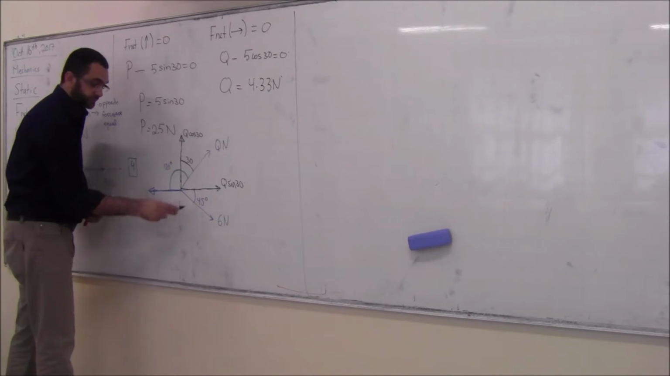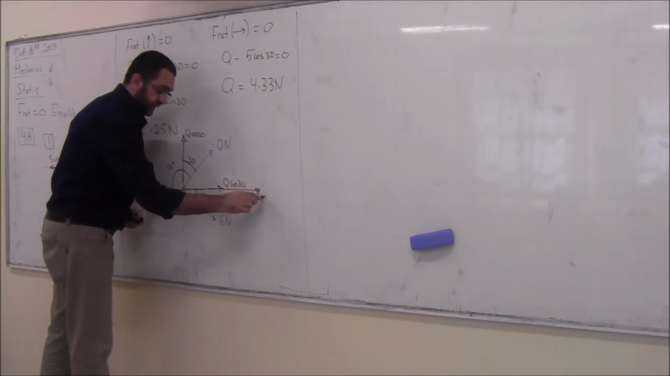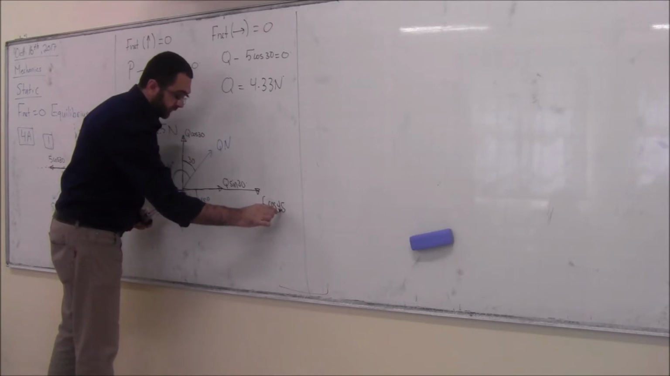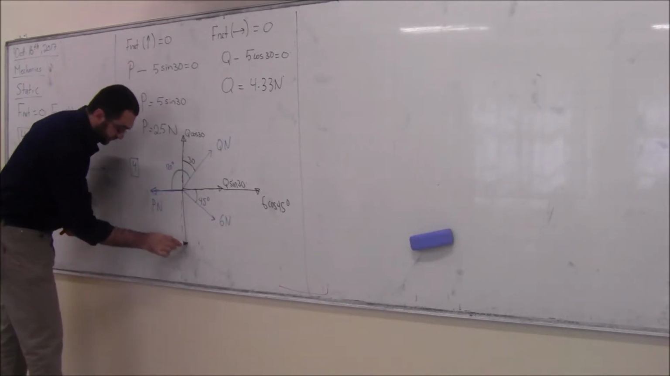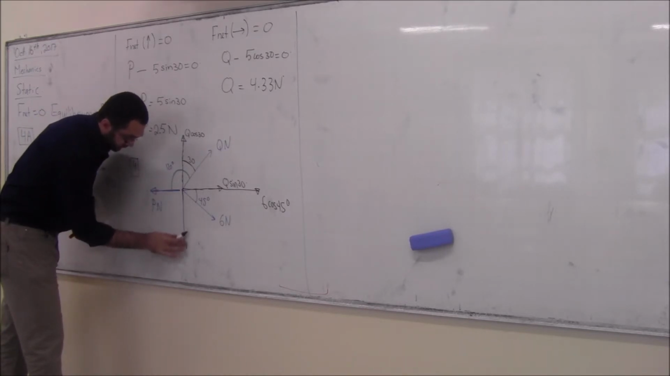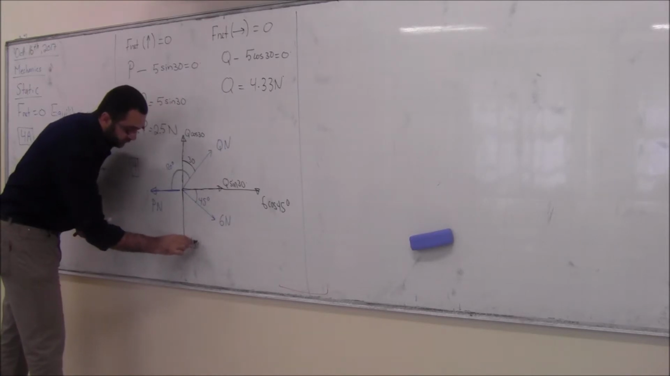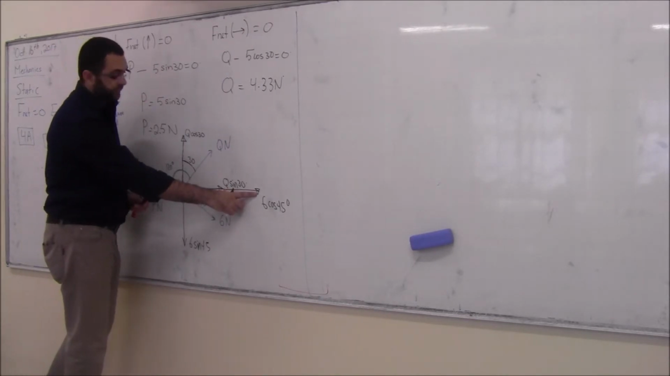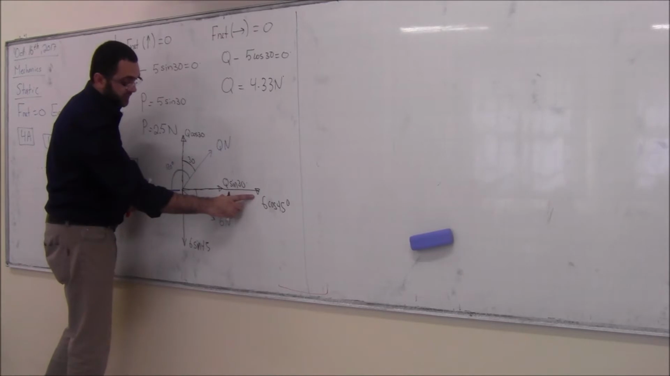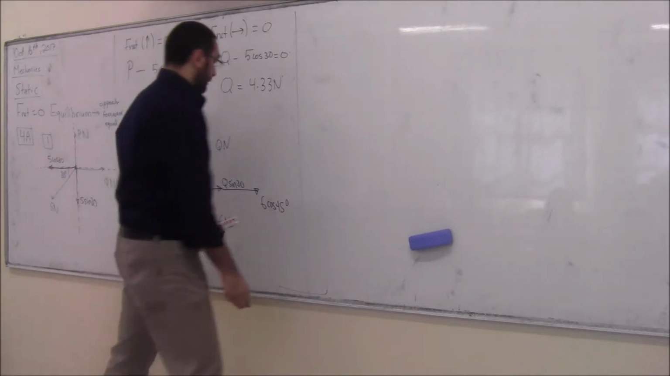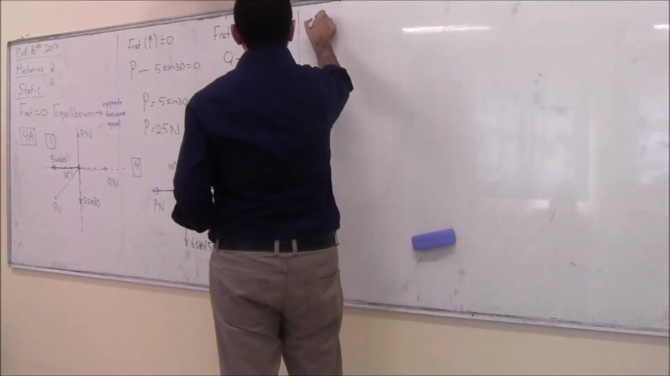What about the 6? 6 sine 45, and here 6 cosine 45. Again, the angle is given with the horizontal component, so it will take cosine, while vertical will take what? Sine.